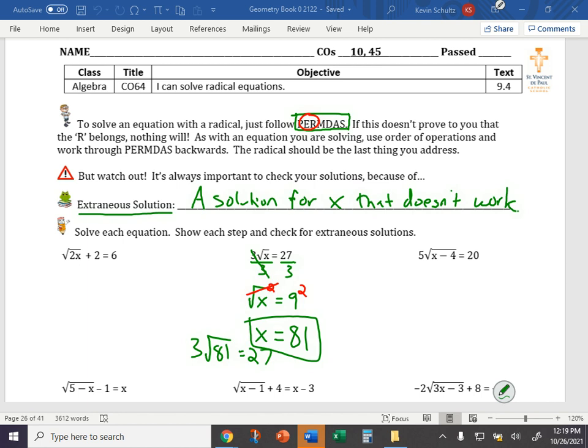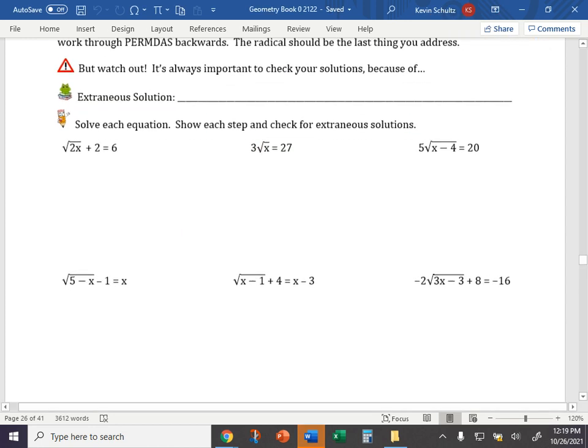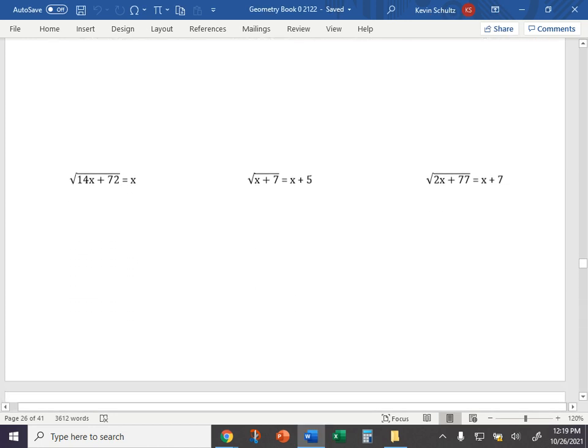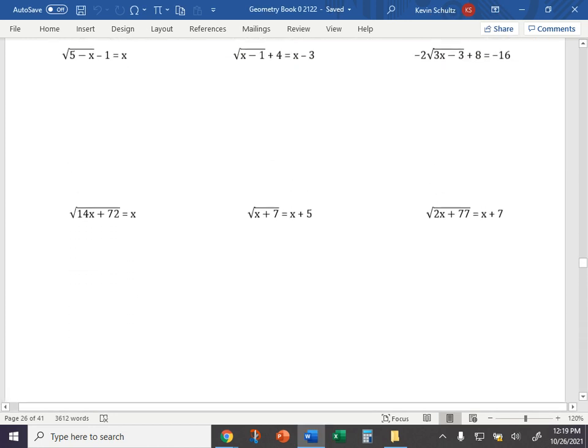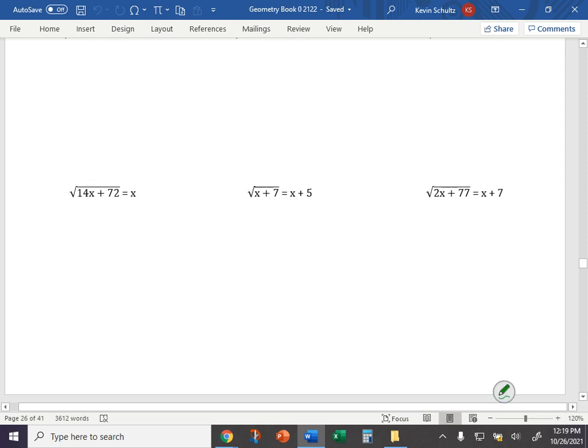When you solve an equation, you want to isolate whatever variable you have. Yeah, you want to get x by itself. So an example of one that's going to be extraneous, let's look at the bottom middle one. The square root of x plus 7 equals x plus 5.